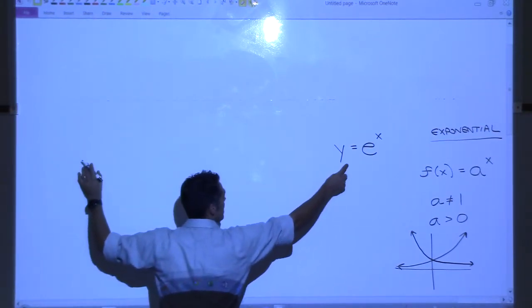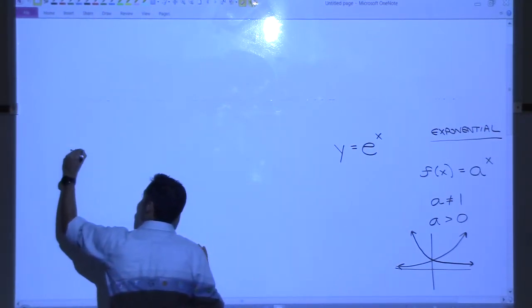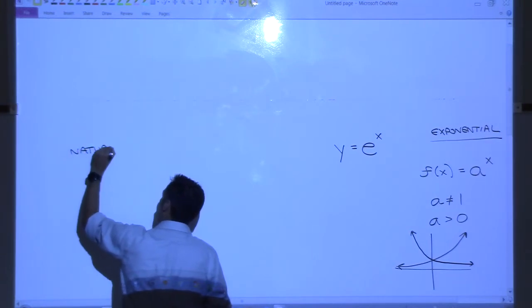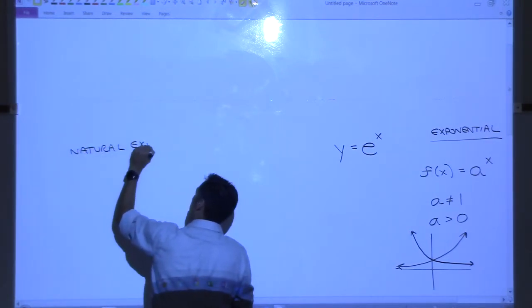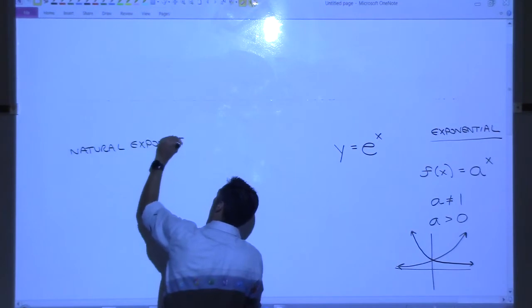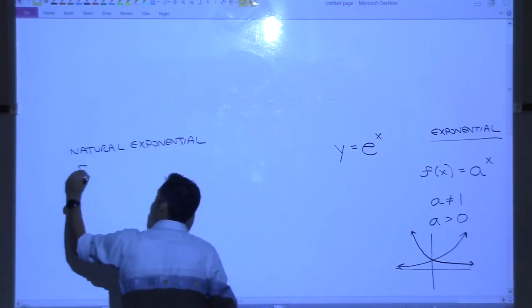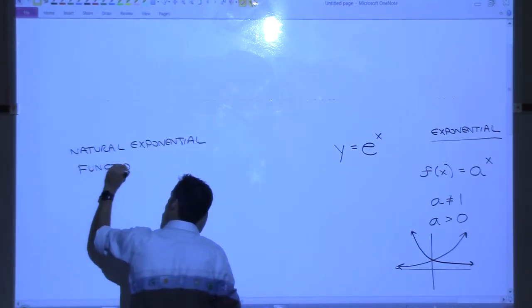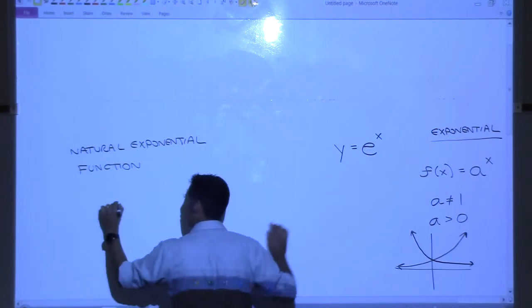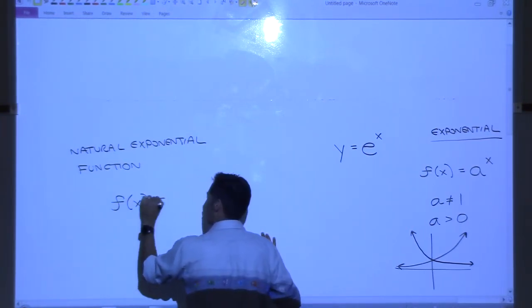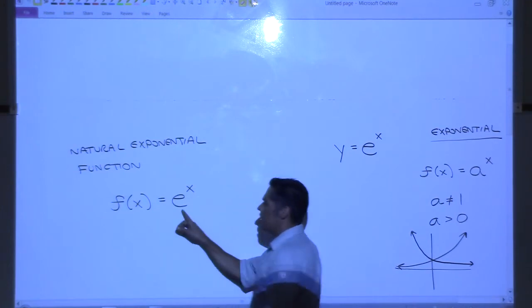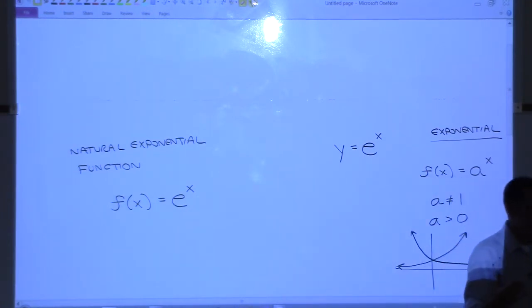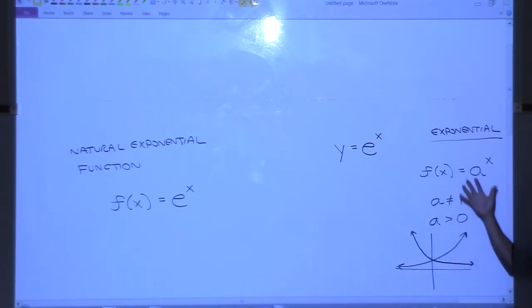So e to the x is known as the natural, not log, natural exponential function. The natural exponential function is this one, f of x equals e to the x. But e is actually just a number, okay? E is just a number, because to be an exponential function, you just have to have a number here. It has to be bigger than 0, and it can't be 1.